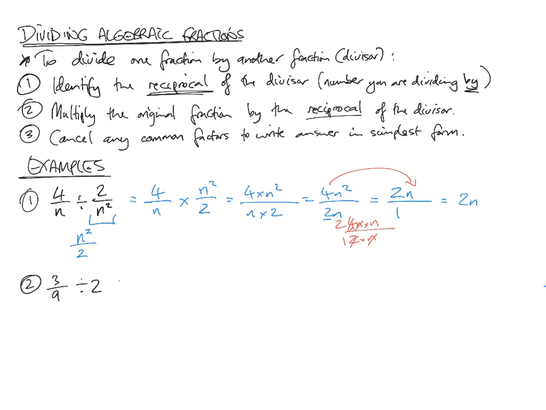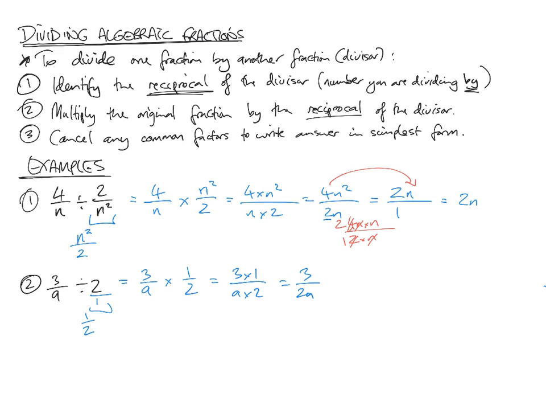Next one. So once again, where's my fraction? What's my fractional divisor? Well, any whole number can be written as a fraction by putting it over 1. So now we need to decide what the reciprocal of the divisor is. It's 1 over 2. So your working out becomes 3 over a times 1 over 2. That is 3 times 1 over a times 2, which is equal to 3 over 2a.